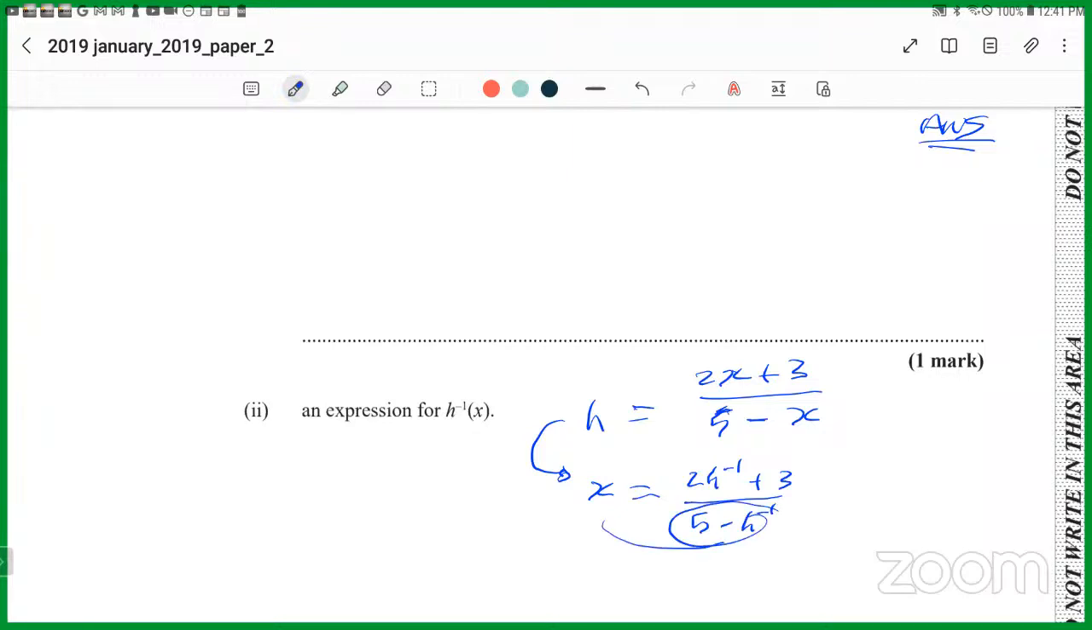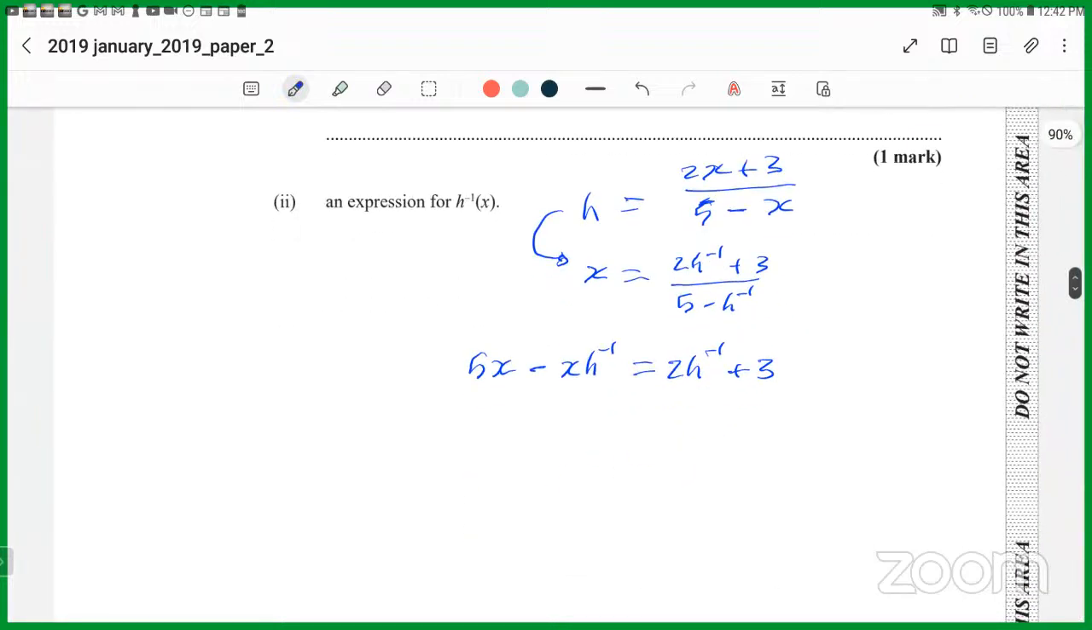So we need to expand this out into separate terms. The first thing is to take this denominator and multiply it across by the x. So x times 5 is 5x, and x times minus h to the minus 1 is minus x h to the minus 1, equals 2h to the minus 1 plus 3. Now we need to get them on the same side. Because this one is negative, I'm going to take it over to the right side, and take the 3 over onto the left side. So I get 5x minus 3 equals 2h to the minus 1 plus x h to the minus 1.